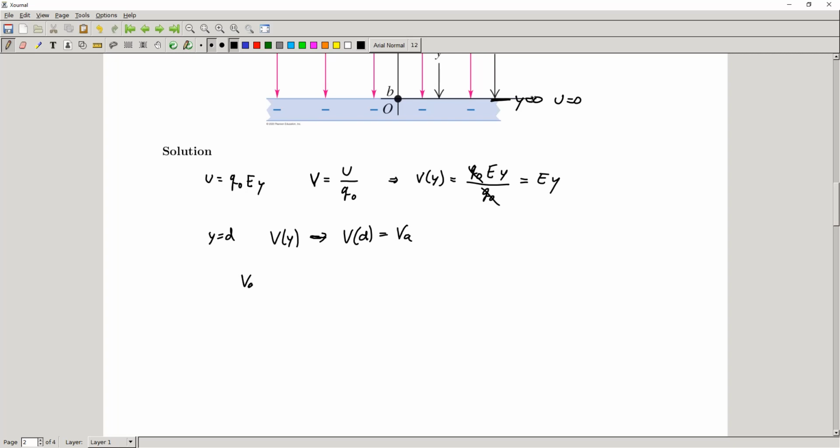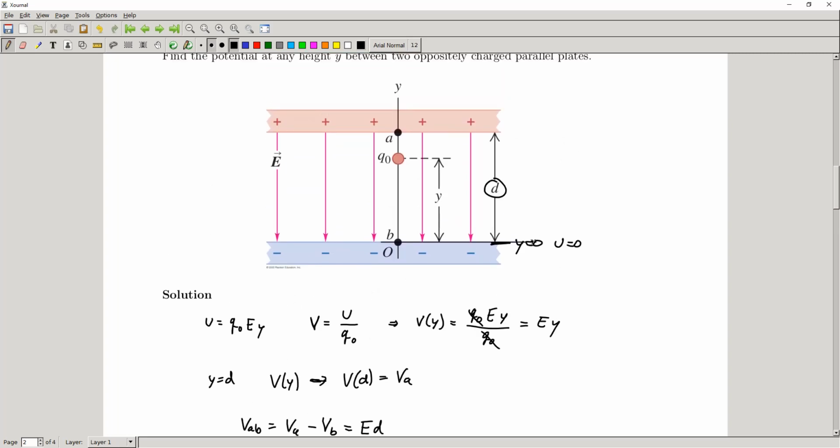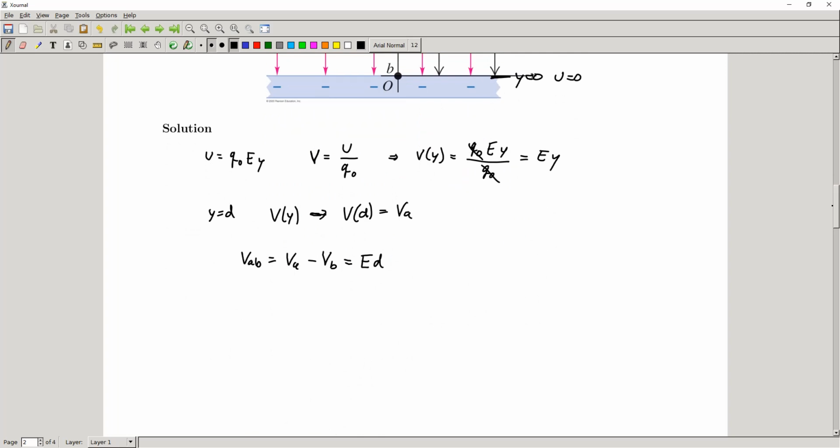So this is going to be V_AB, which is just V_A minus V_B, and this is just going to be equal to E, and this would normally be a y, but we know that our V_A is all the way at the top, so now it's going to be d, right? Because the distance from the bottom plate to the top plate is this value d here, right? And so we've set our equation up in this way. We can now just rearrange it so that we're going to end up having E is equal to V_AB over d.